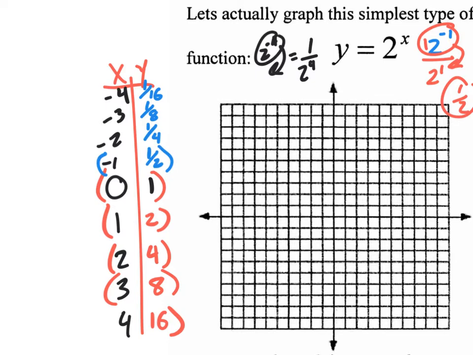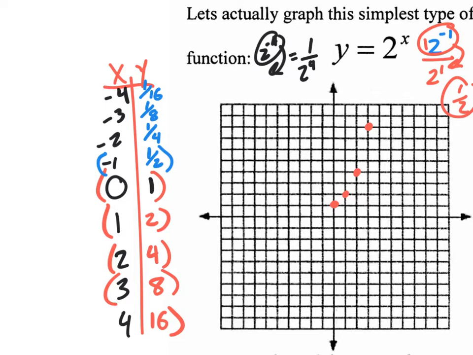All right, so let's graph these guys and see what this exponential growth function looks like. 0, 1 is right there. 1, 2 is right here. 2, 4 is right there, and 3, 8 is up here.